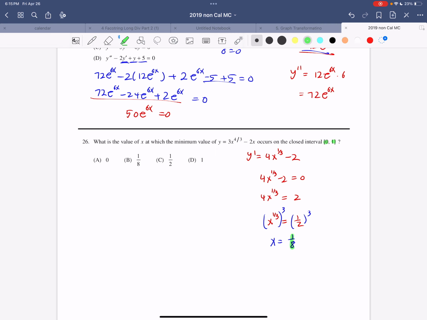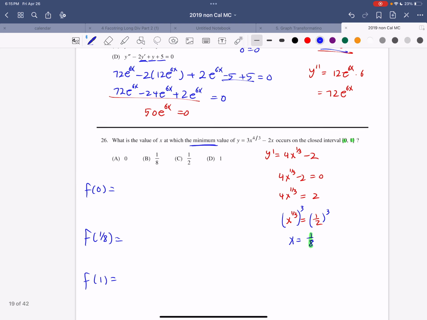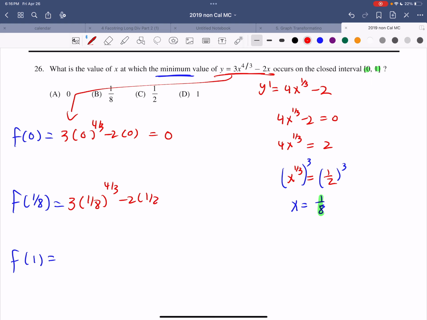1, 2, 3. So what you're going to do is plug in that one number, another number, another number, and you're looking for a minimum, right? So you're going to see which one is the lowest number, okay? And again, it's a non-calculus session, so you don't really have to, so I'm going to use the original function. So 3 times 0 to the 4/3 power minus 2 times 0. That's going to be 0. And 3 times 1/8 to the 4/3 power minus 2 times 1/8.